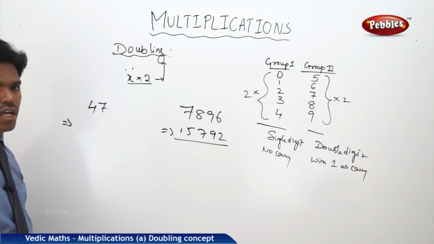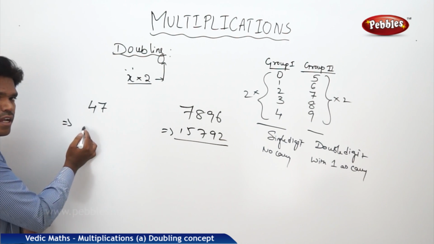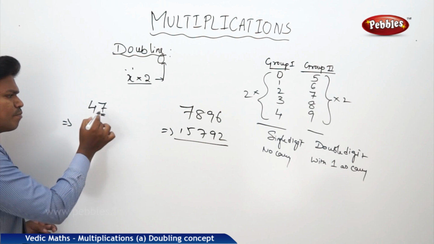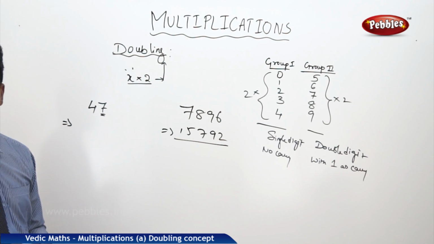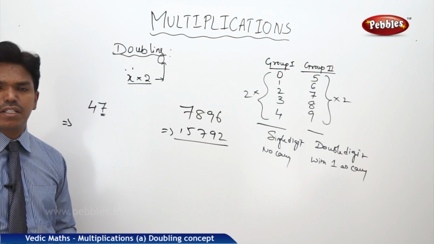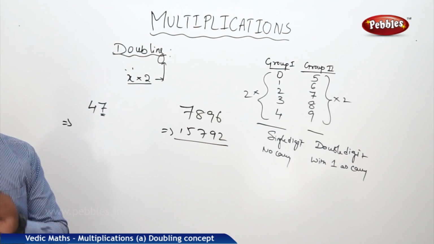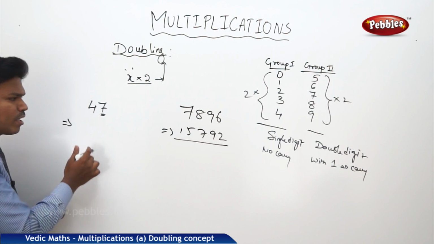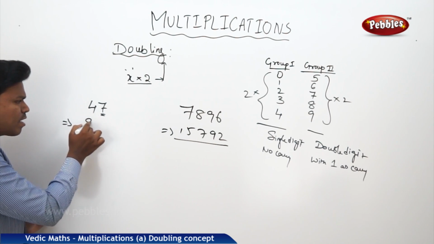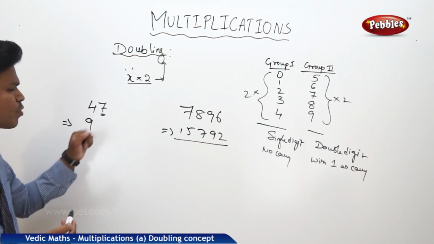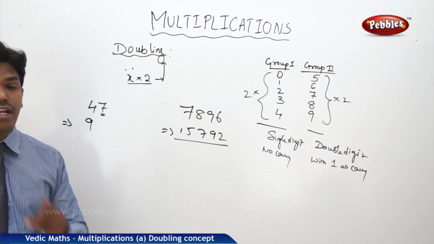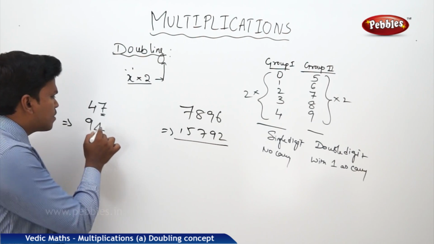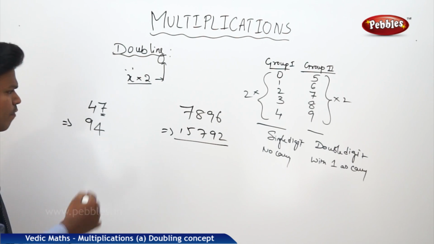What is 2 fours? 8. So I have to write 8 here. But before writing 8, I check whether the next number is in group 1 or group 2. 7: is it group 1 or group 2? Yes, it is group 2. If it is group 2, what are we going to do? We add the carry before. That is, 2 fours are 8, but it will become 9. Now what is 2 sevens? 14, but in the 14 write only the end number, that is 4. So what is your answer? 94. One more example.